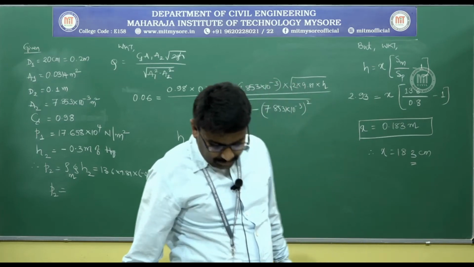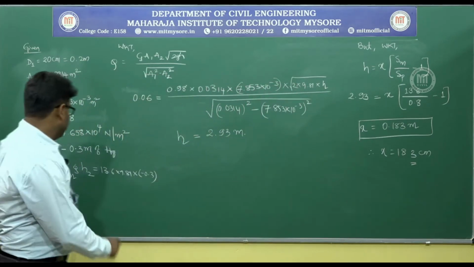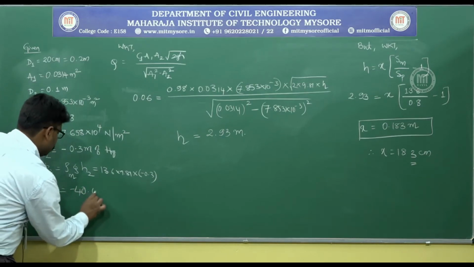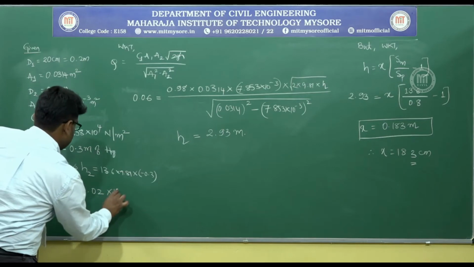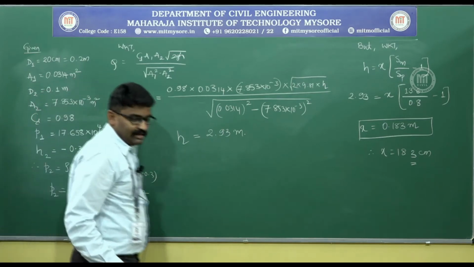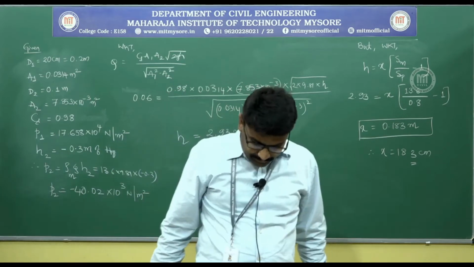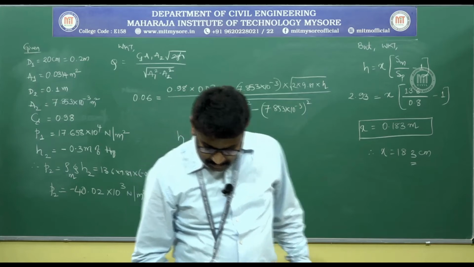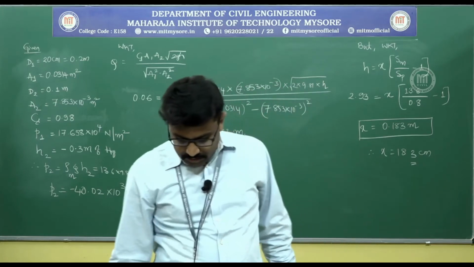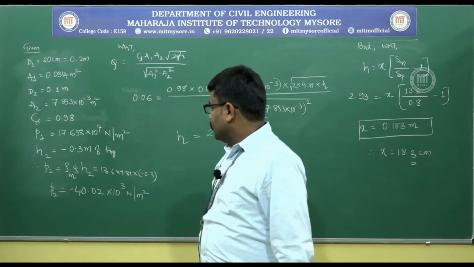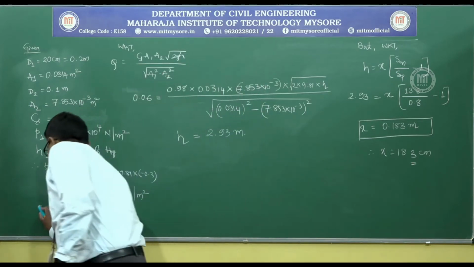This would fetch you an answer of P2 equal to minus 40.02 into 10 power 3 Newton per meter square. I will check once again whether I am correct or not in writing it. Yes, minus 40.02 into 10 power 3. Okay. Now, I will have to calculate what is discharge.